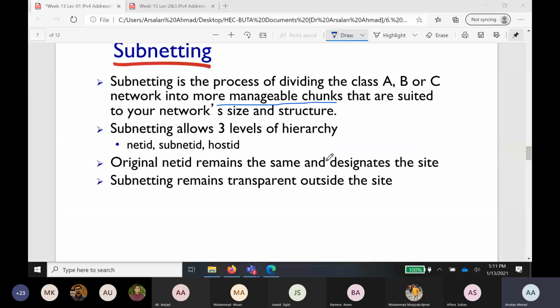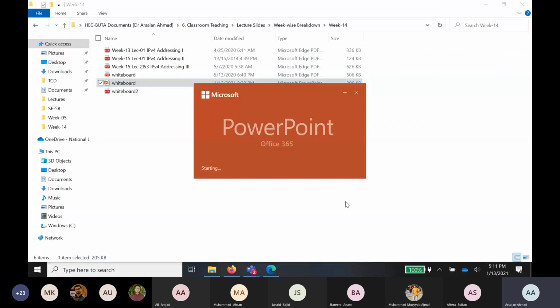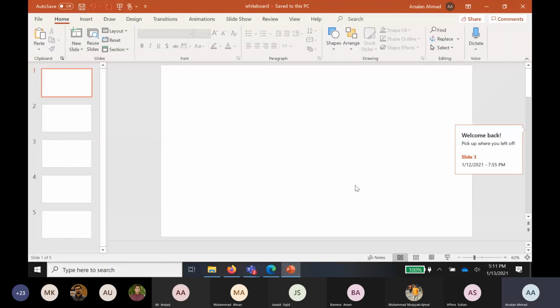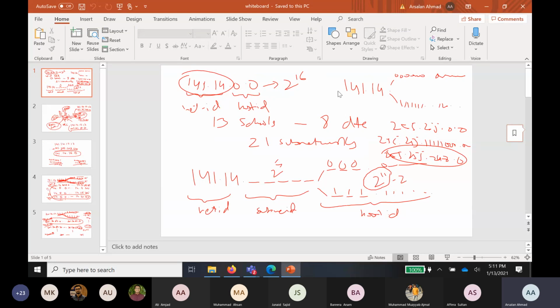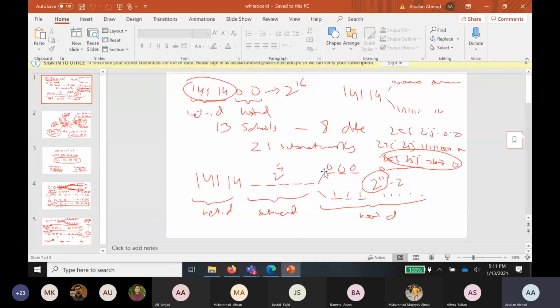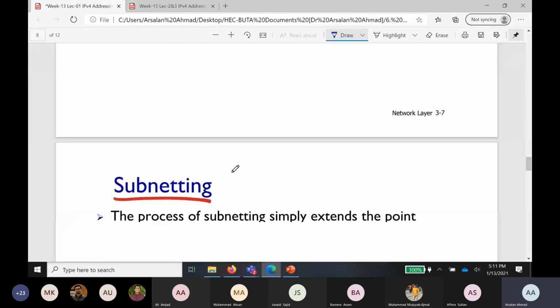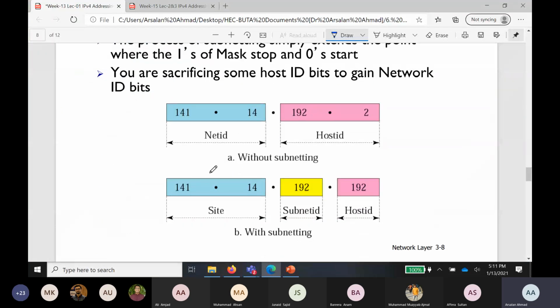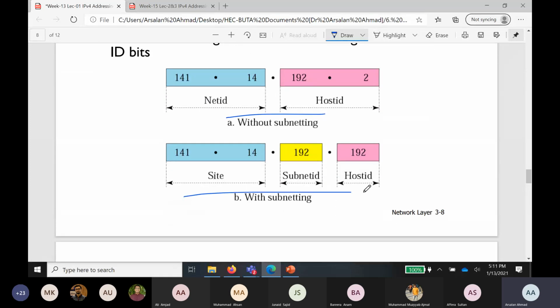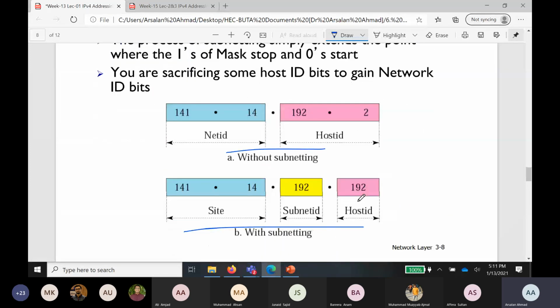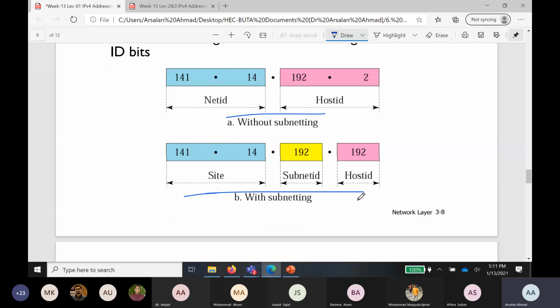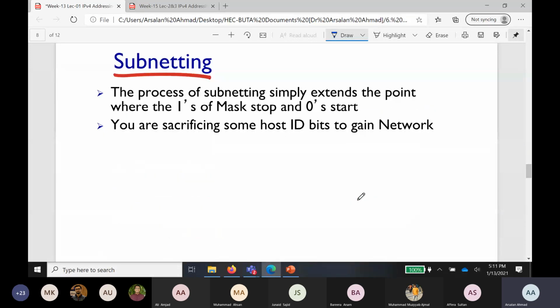It was on the whiteboard right here. This was our example: 21 subnets, 13 schools. So we tried to do the networking of the campus. Without subnetting we have a 2-level hierarchy; with subnetting we have a 3-level hierarchy. We are extending the ones of the mask, so the default mask is being extended.